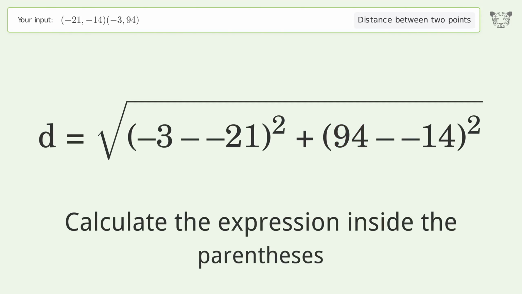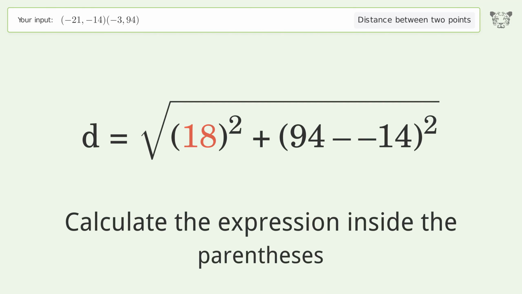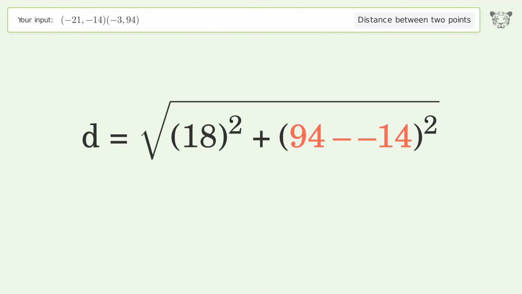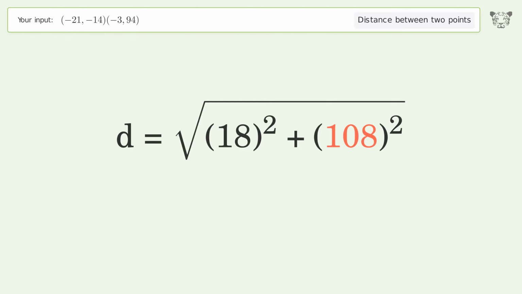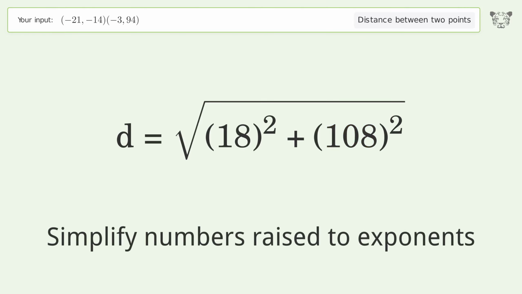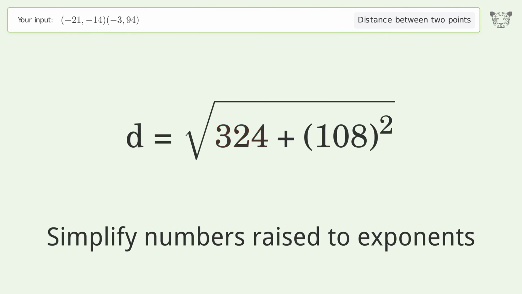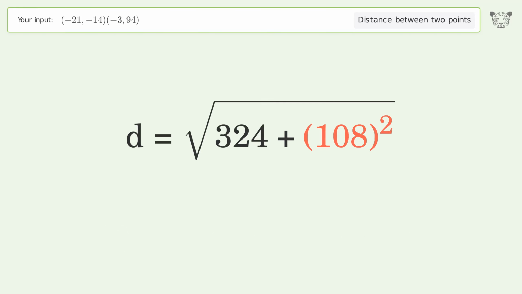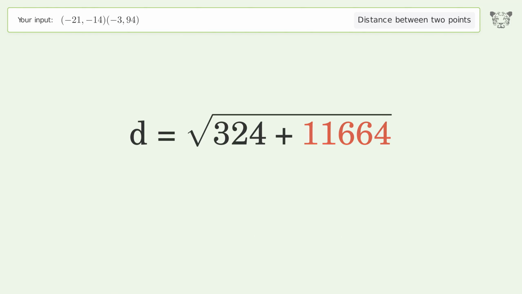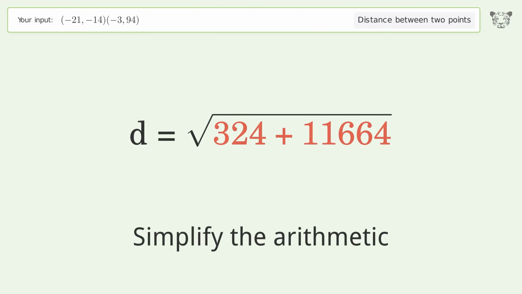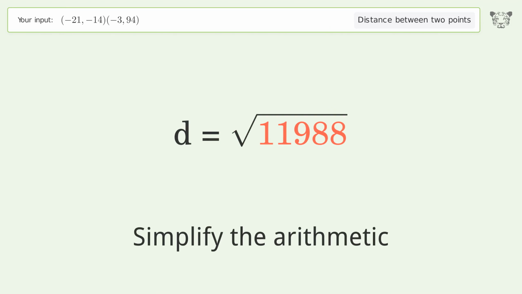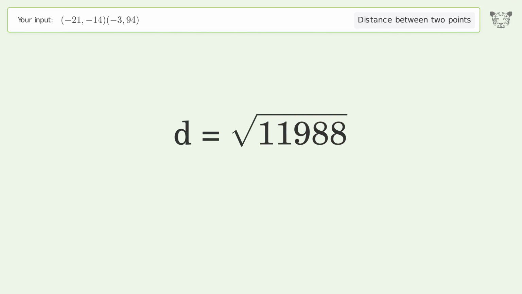Calculate the expression inside the parentheses. Simplify numbers raised to exponents. Simplify the arithmetic. And so the distance between the 2 points is the square root of 11,988, or 109.49.